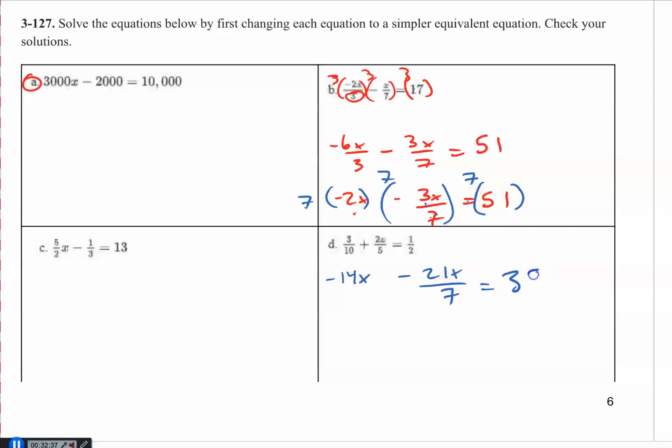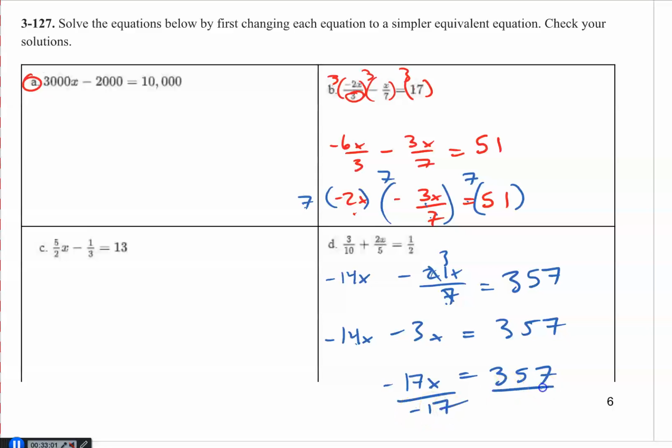357. Now the reason we do this is, look, 21x divided by 7, that's just minus 3x. So minus 3x, 7 goes into 21 3 times. And negative 14x minus 3x is negative 17x, which is equal to 357. Solve for x, divide both sides by negative 17. X equals negative 21.